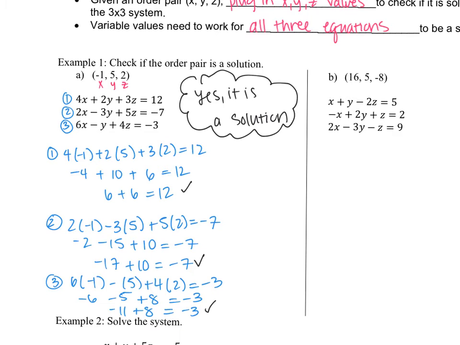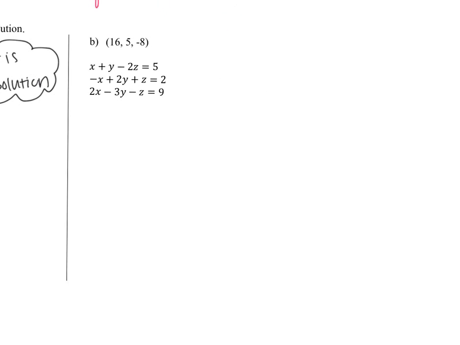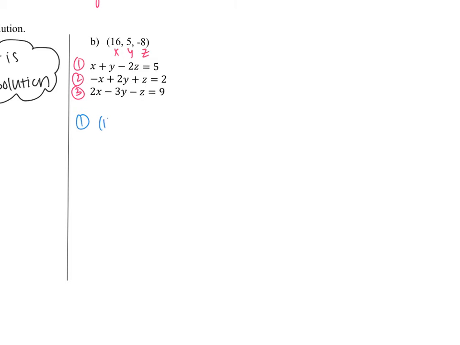All right, let's try another one here. So for B, I have 16 for my x, y is 5, and negative 8 is z. So again, these are my three equations. Let's start with the first equation here. So we have x, which is 16, plus our y, which is 5, minus 2, and our z here is negative 8 equals 5. So taking this equation, plugging in our x and y's, let's work this out.